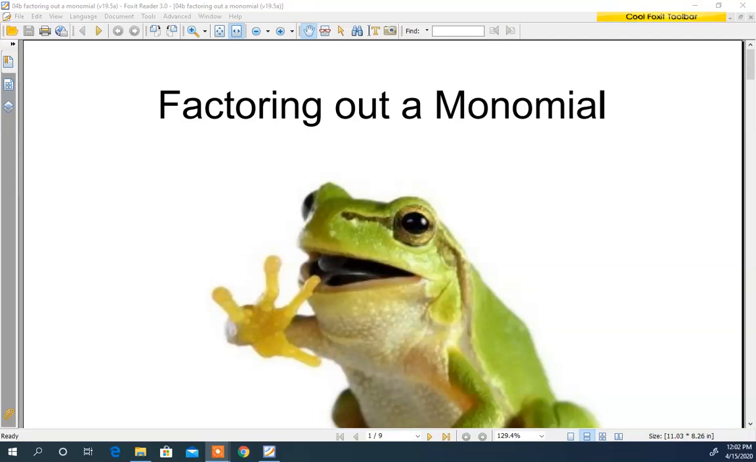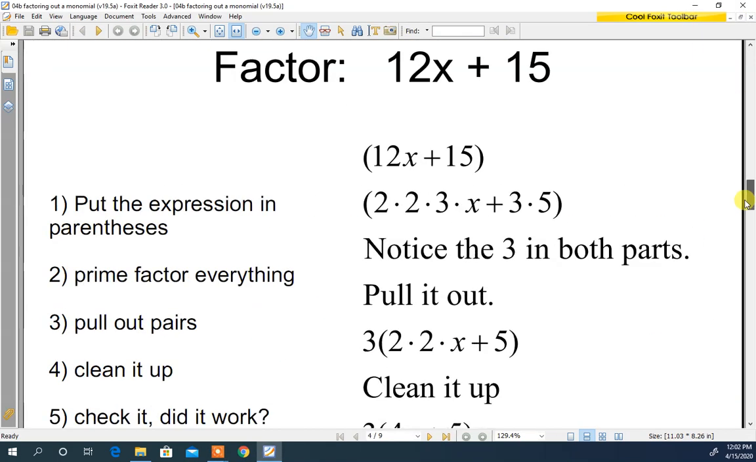All right, it's Mr. Barr, and we're going to factor out a monomial today. Factoring out a monomial. Let's go look at our learning goals, stuff like that.